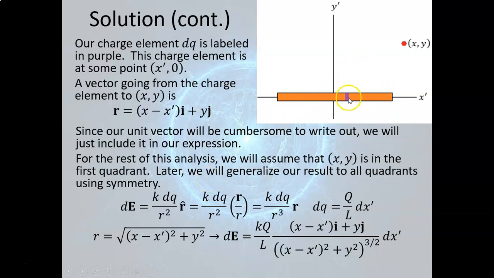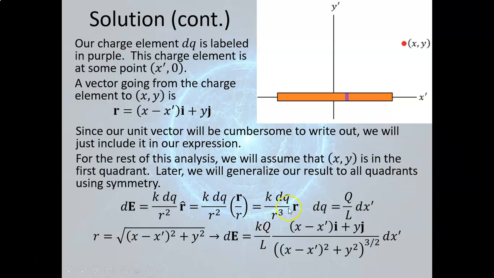Now r, that's the distance from our charge element to where we're trying to calculate the electric field. Well, that's equal to the square root of the x distance squared plus the y distance squared. Well, the y distance is easy. That's called y. The x distance, well, we go down here, we're at the point x, but we're looking for it at the point on the rod x prime, so the x distance is x minus x prime. So by the Pythagorean theorem, the overall distance is the square root of (x minus x prime) squared plus y squared. So now we can plug in for our r and for our r vector.